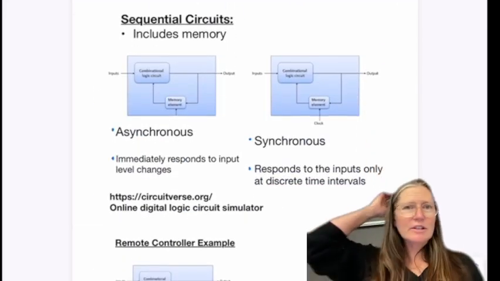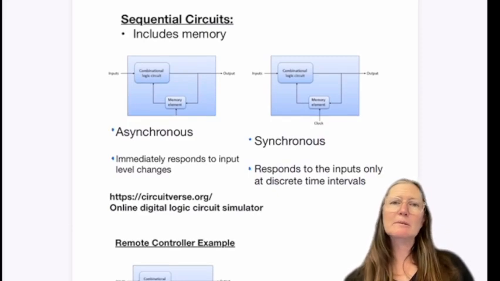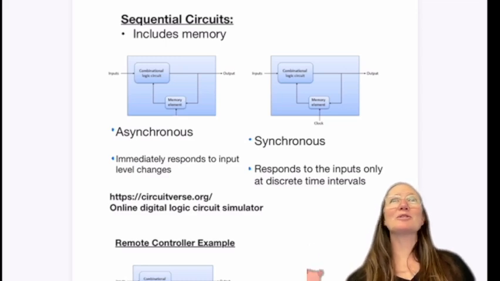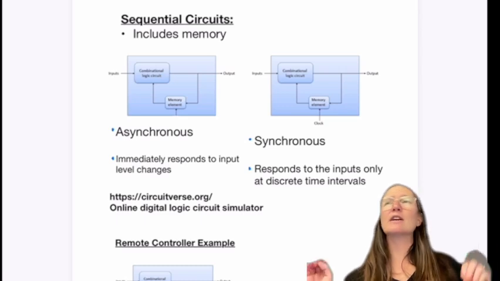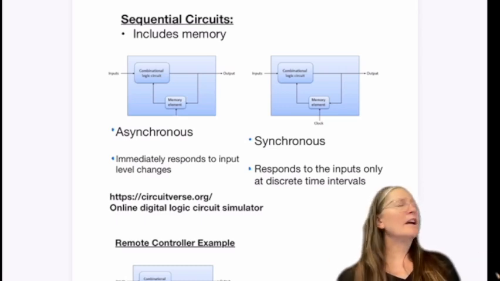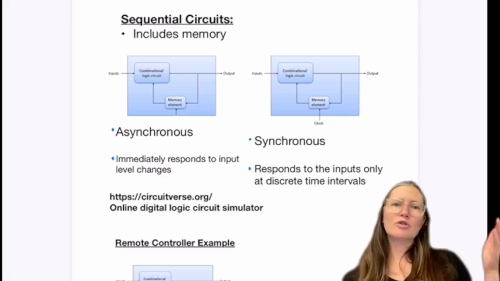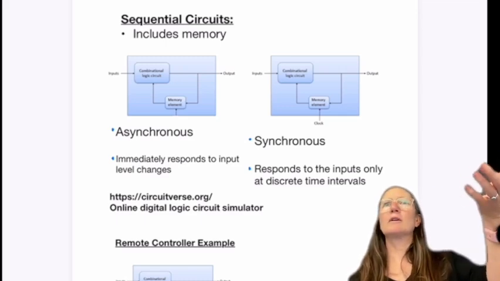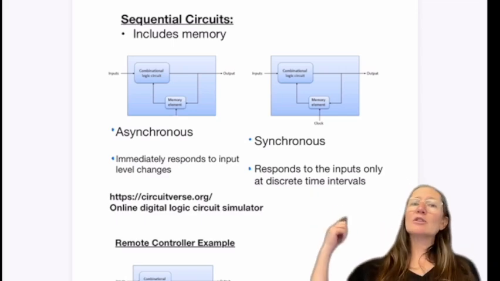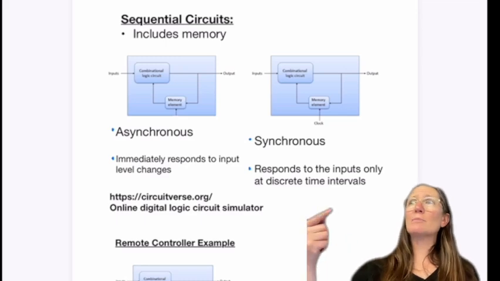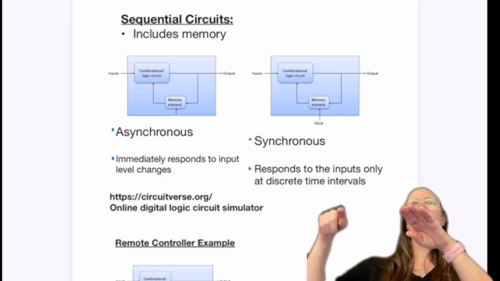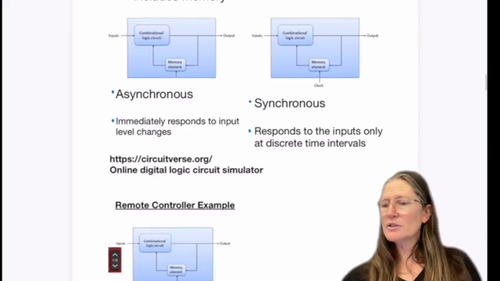All right, sequential circuits is where you include memory. So there's 2 types of configurations when you add memory. One's asynchronous and one is synchronous. For an asynchronous, it's going to change right as you apply the input. So the minute the level changes, it's going to create an effect. Synchronous has a clock, and it will change at the clock timing. So it will only change once a clock happens. That is the big difference between the two.